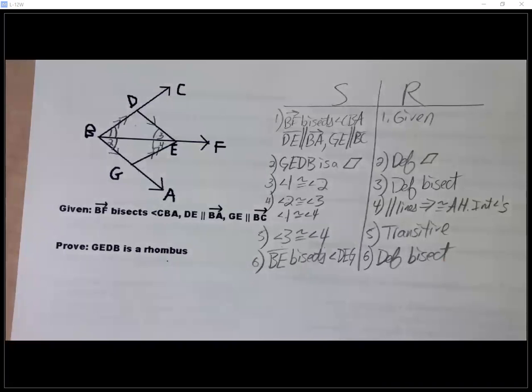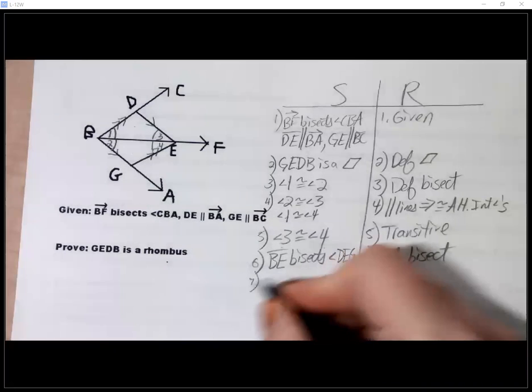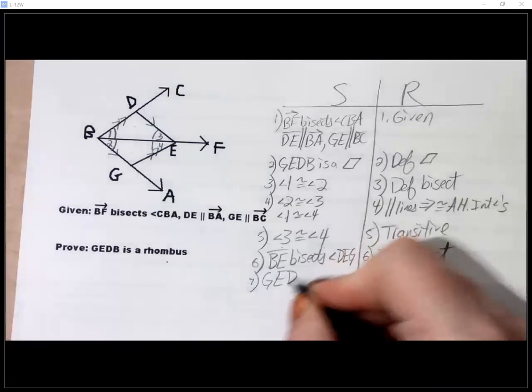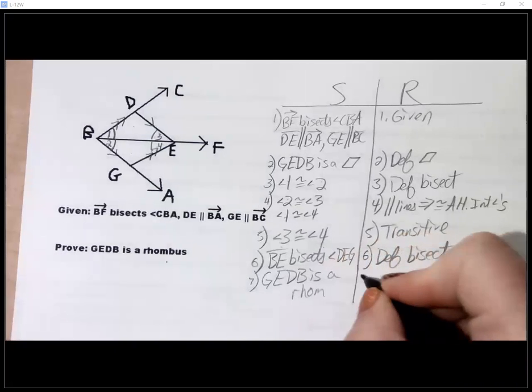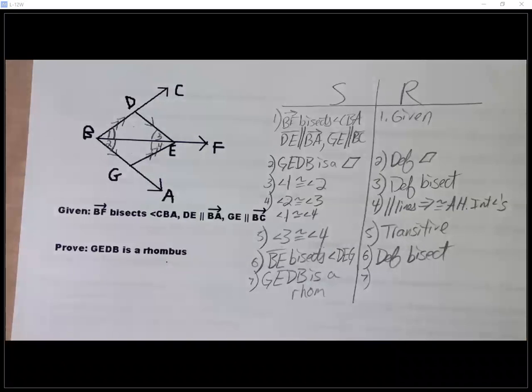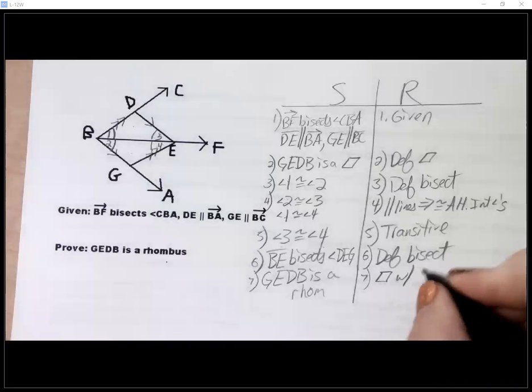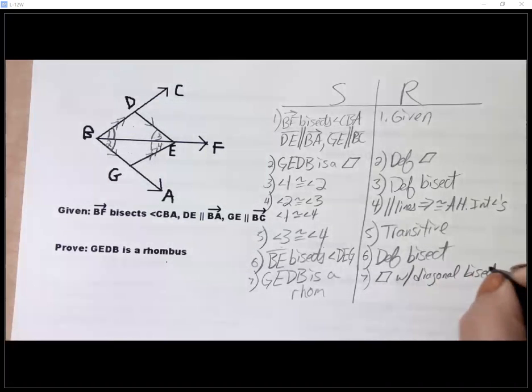So now I have done everything that I needed to show that this thing is a rhombus, because I showed it was a parallelogram and I showed that it has a diagonal bisecting both angles. So that's all I need. So for step 7, I know for sure that GEDB is a rhombus. And then my reason, I would just put whatever it says here: parallelogram with diagonal bisecting angles.